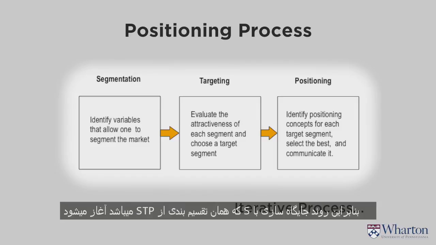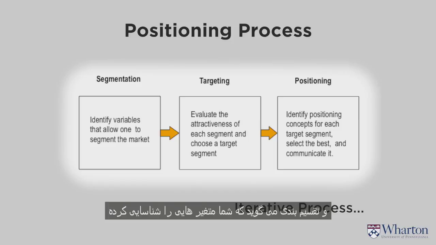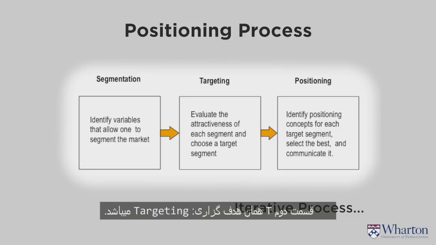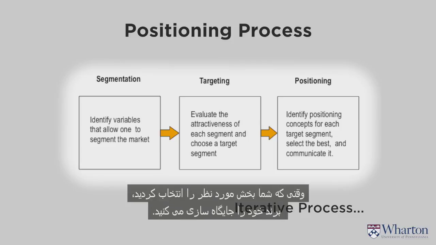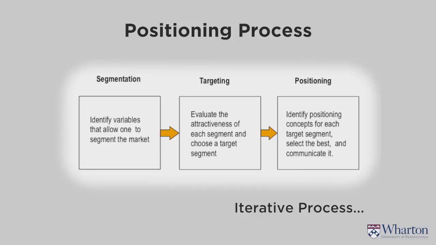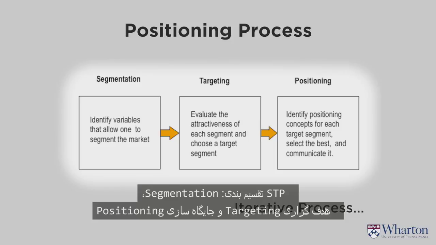So the positioning process says you start with segmentation, the S of STP. Segmentation says that you identify variables that allow one to segment the market. Okay? So we're going to figure out different schemes for how to break up the market into different market segments. The second part, the T, is targeting. You evaluate the attractiveness of each of these segments, and you choose a segment to target. And the third piece is positioning. Once you get your target segment, you position your brand and your product to meet the needs of that target segment. STP: segmentation, targeting, and positioning.